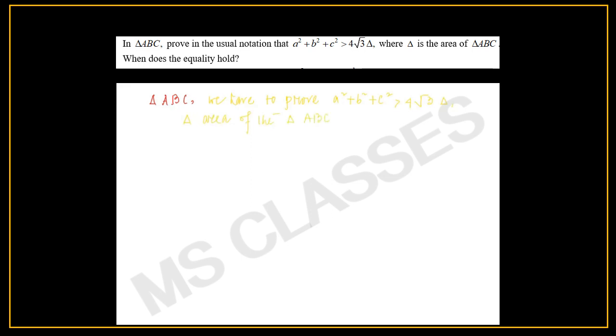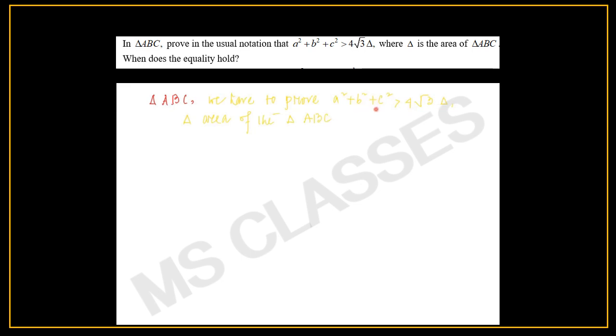And the small c, with the usual notation, we know these are the length of the sides of the triangle ABC, where small a is the side length of the side BC, b is the length of the side AC, and c is the length of the side AB. So that we know. Here we have to coordinate the square of the side with the triangle area.